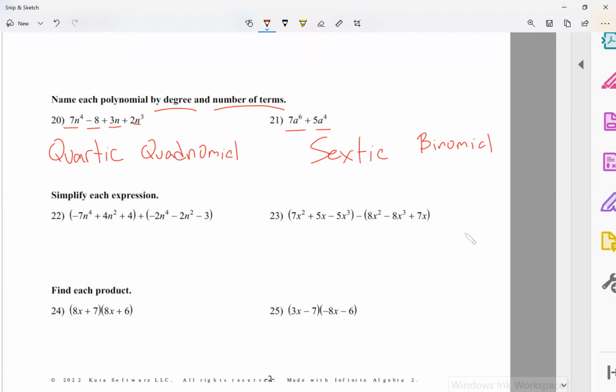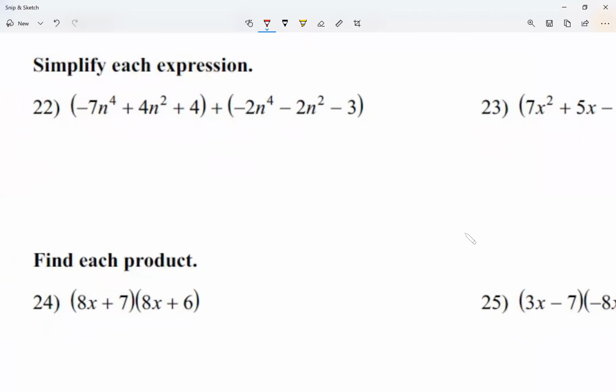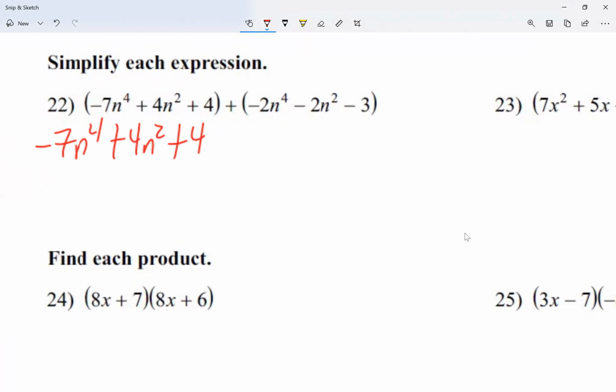Then on Tuesday, we talked about adding and subtracting polynomials. So my parentheses. Let me write everything without parentheses. So let me write this. The first one, let me just write it as -7n to the 4th plus 4n to the 2nd plus 4. Now, because of the plus in between the parentheses, I don't change anything on the second parentheses.